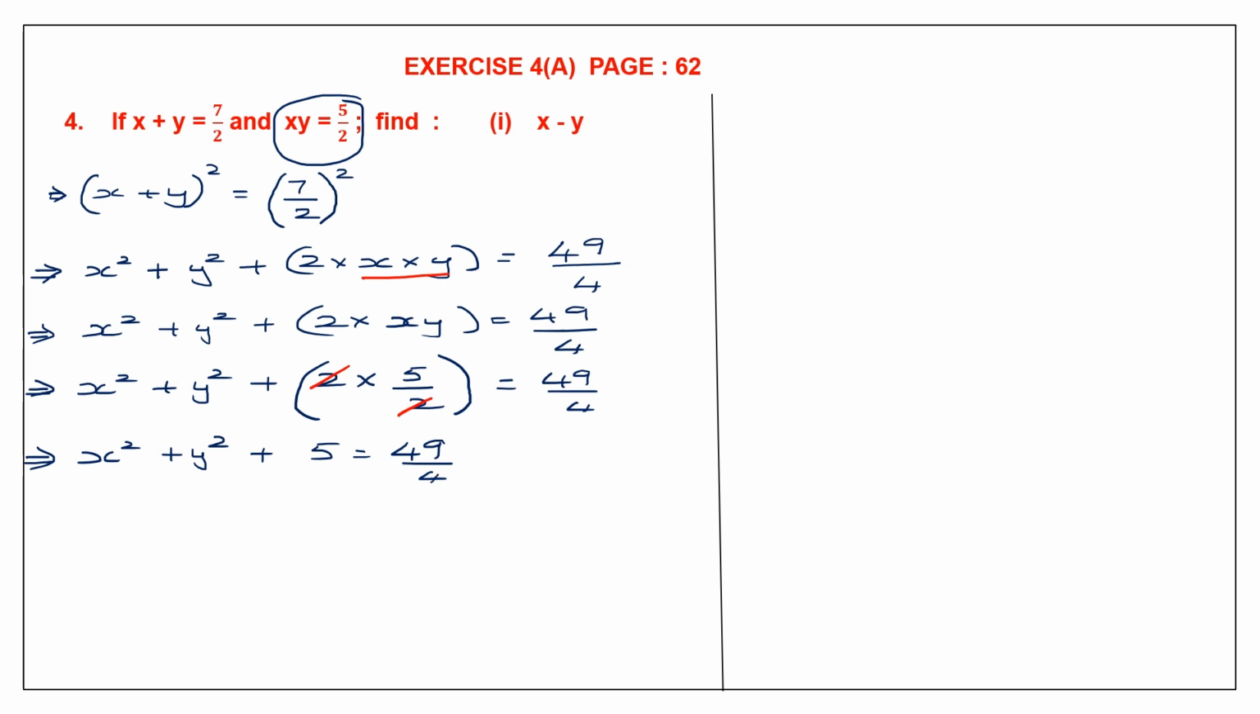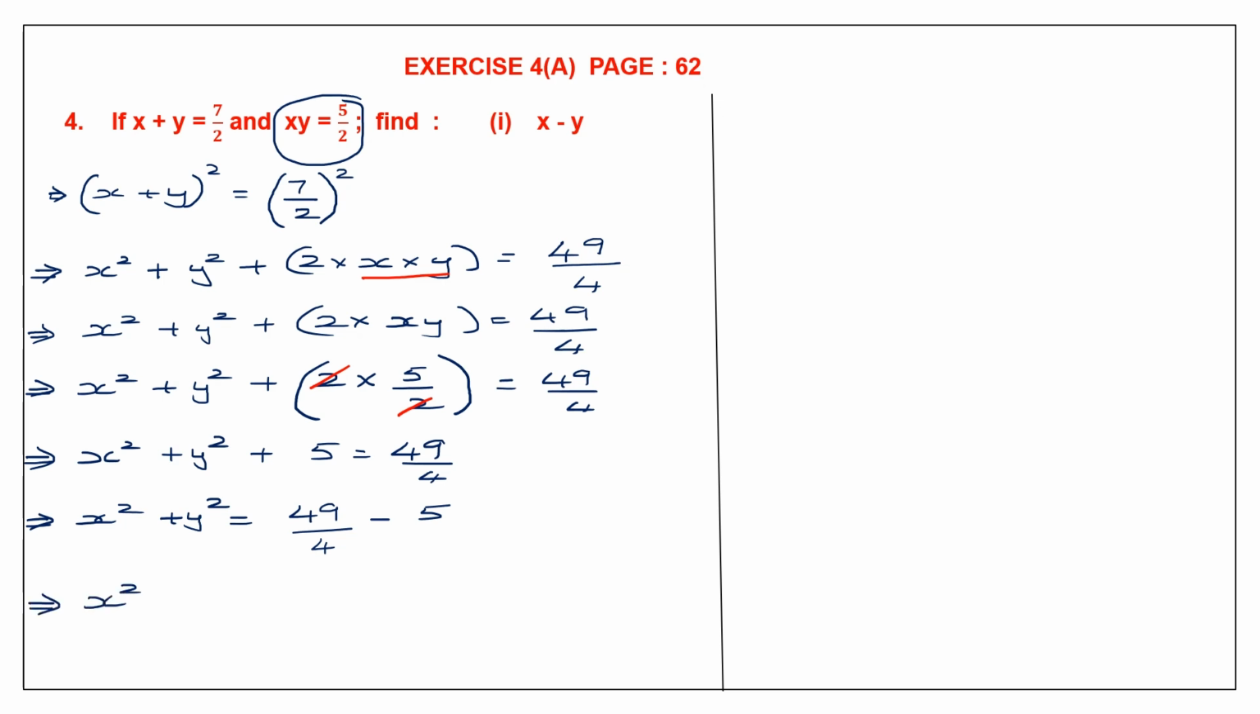Now let's find the value of only x square plus y square. For that we're going to write only x square plus y square here. That is x square plus y square. And on the other side we have 49 by 4. And we're transposing this 5 from here to the other side. When we transpose it to the other side it becomes minus 5. So now we need to simplify this: 49 by 4 minus 5. So here we continue to write this.